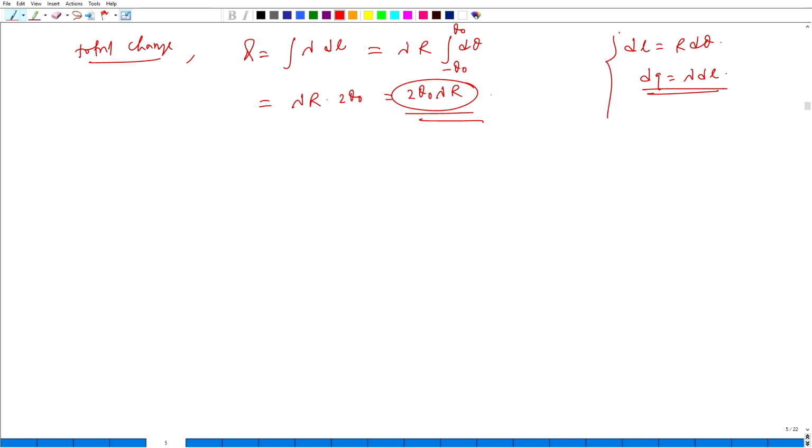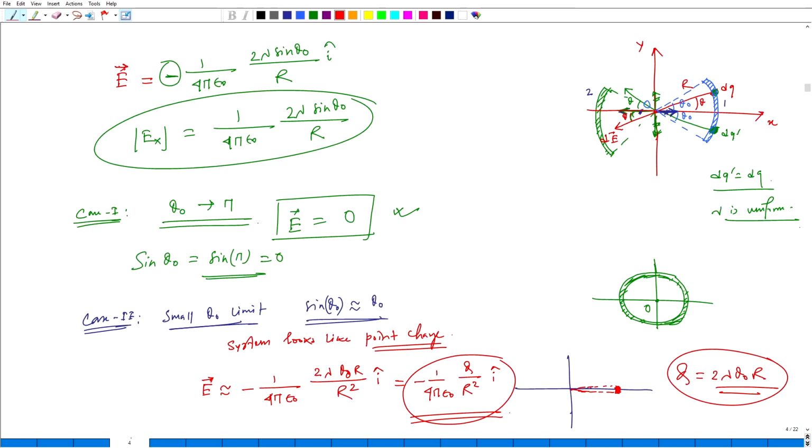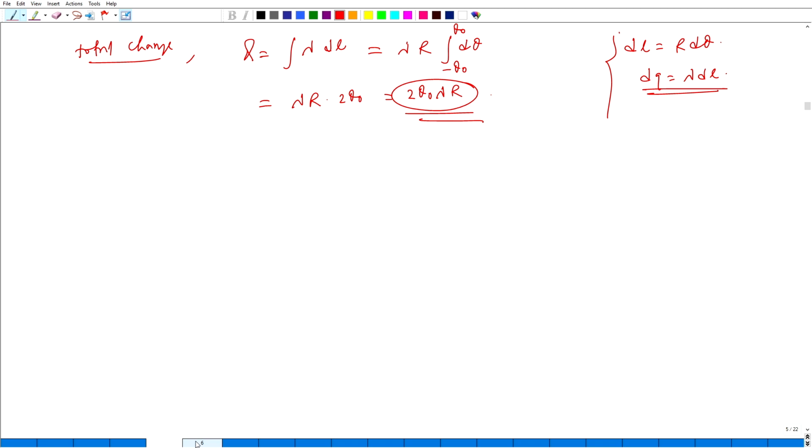For our isolated systems we always consider a point charge limit, at large values of r or small values of theta naught, depending on the symmetry. So we extend this problem in a slightly more complicated way. We calculate the electric field on the axis of a ring.